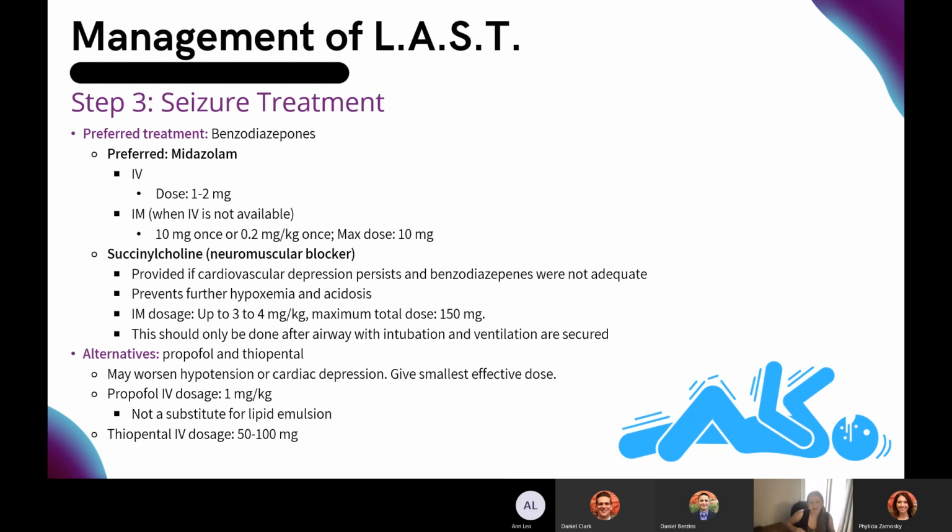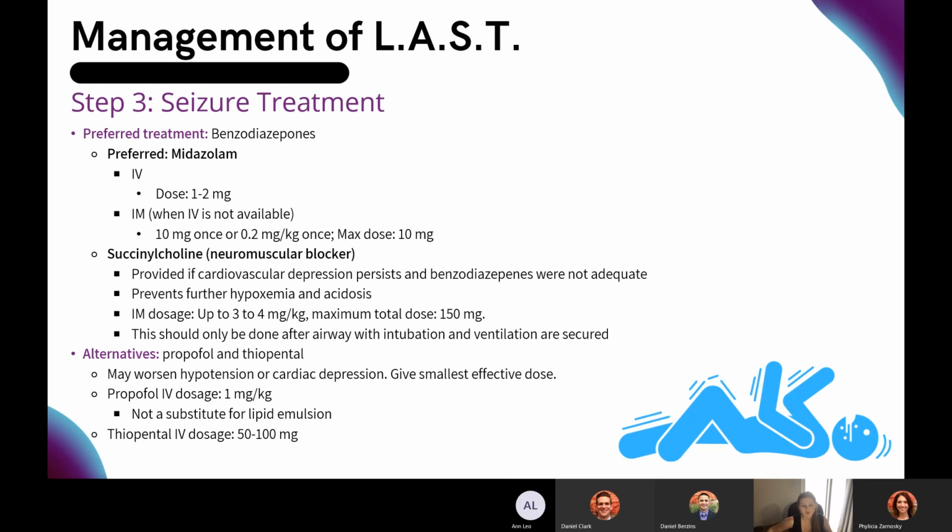And sometimes benzodiazepines are not as effective as they need to be to halt seizure activity. In this case, you would use succinylcholine to decrease muscle activity and to prevent further acidosis and hypoxemia. However, this should only be done after airway with intubation and ventilation are secured, and this is not part of our naturopathic scope of practice, so this wouldn't be something that you would be able to do unless you had specific training for that.